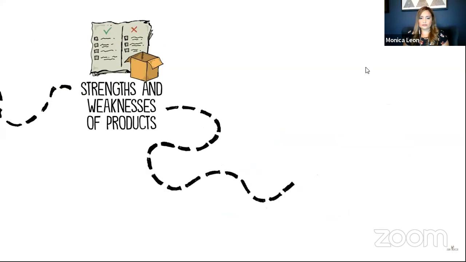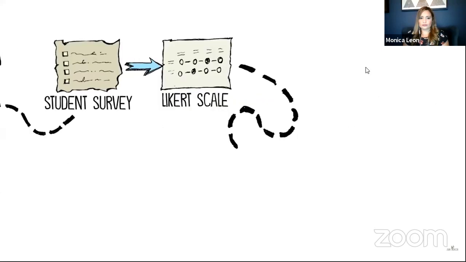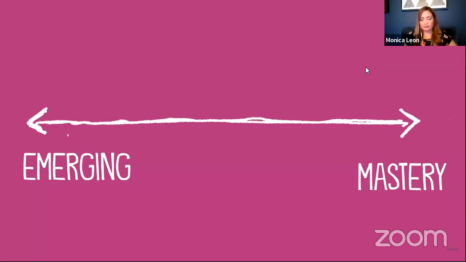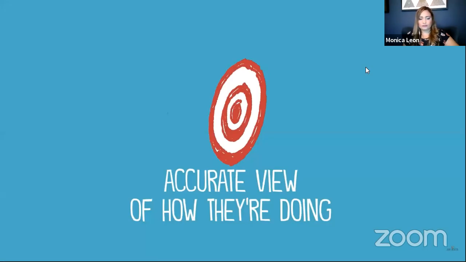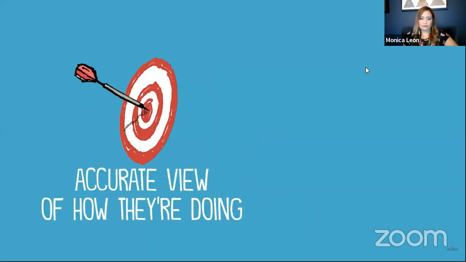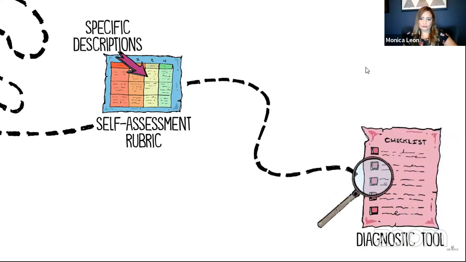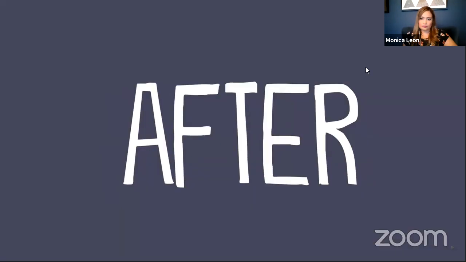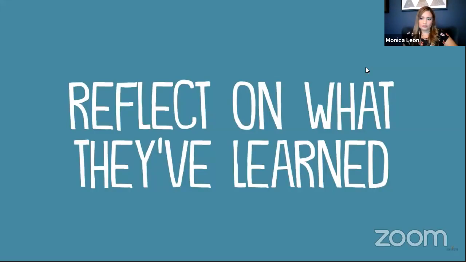A similar option is a student survey with multiple choice, checkboxes, and Likert scales. In some cases, students might use a self-assessment rubric. Students are able to look at the progression from emerging to mastery with specific descriptions in various categories. They are able to gain an accurate view on what they are doing while also having a clear picture of where they need to be. Students might also use checklists. These can be a powerful diagnostic tool that students use before, during, and after a specific task. When projects are done, they can present their work in a portfolio where they reflect on what they've learned.